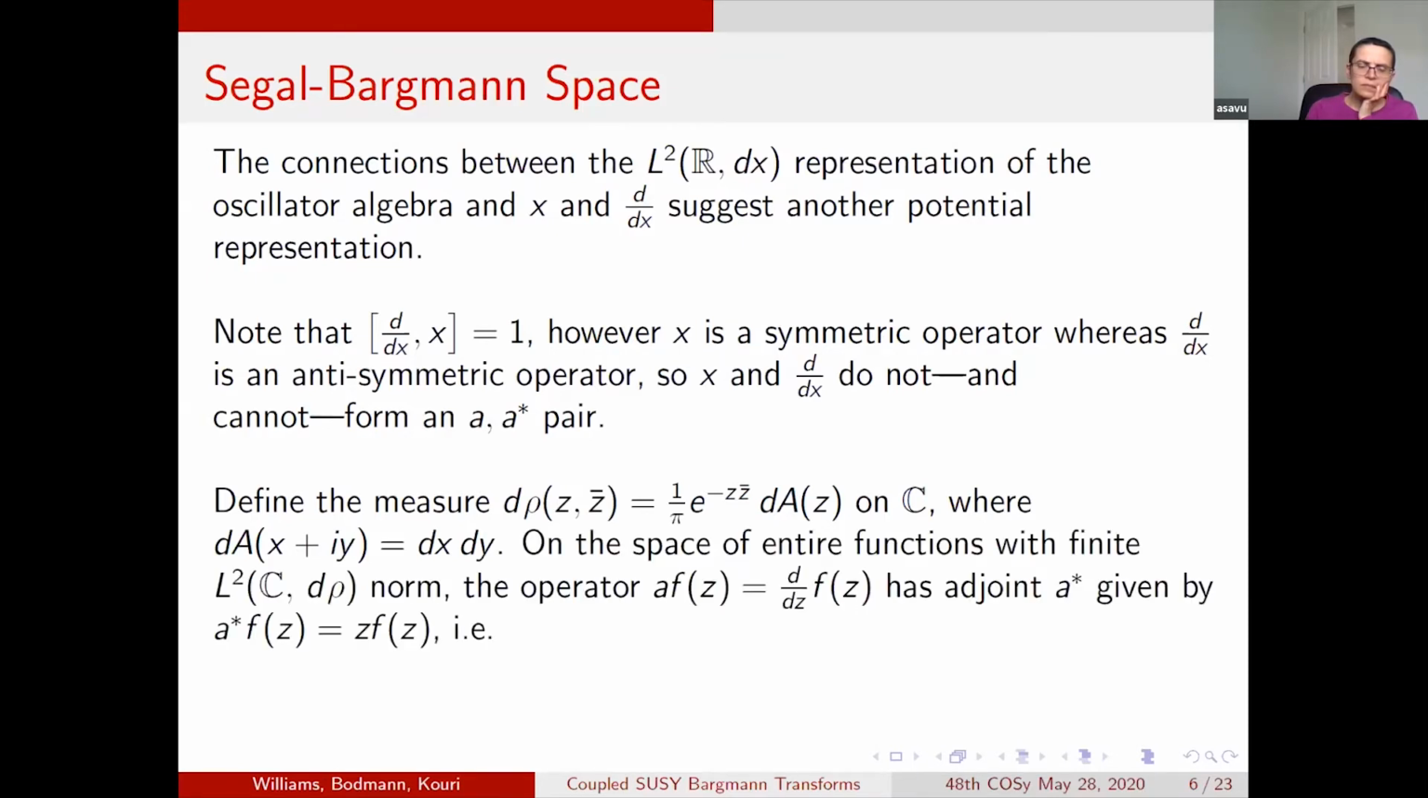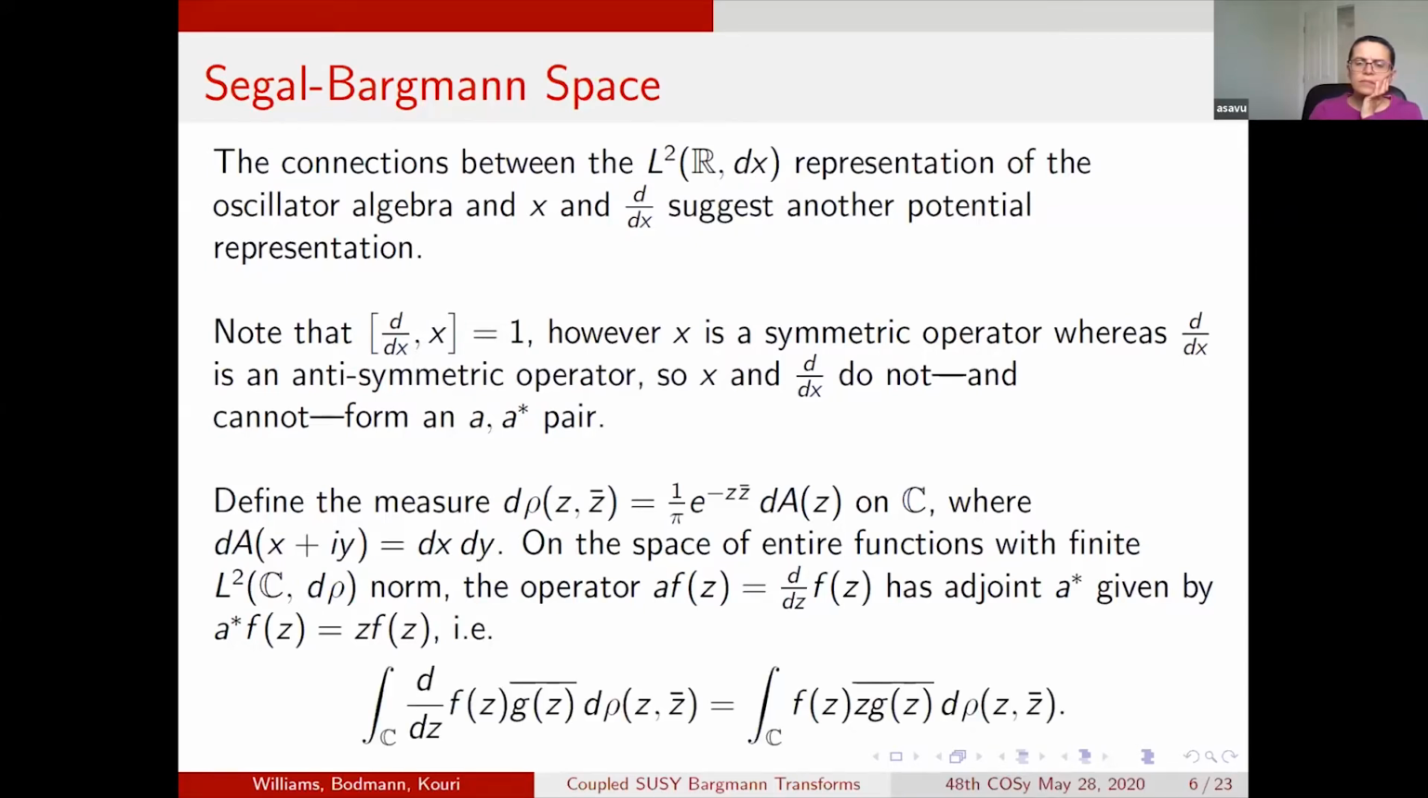And then on the space of entire functions with the finite L2 norm with respect to this measure, it turns out that A given by d by dz actually can have adjoint given by z. So this issue that existed in the real case because x is symmetric is rescued in the complex case because z is not self-adjoint. And as an equation, you do an integration by parts. You have to do a little bit of Stokes type argument, which isn't hard. The boundary term goes away and you get a factor of z bar.